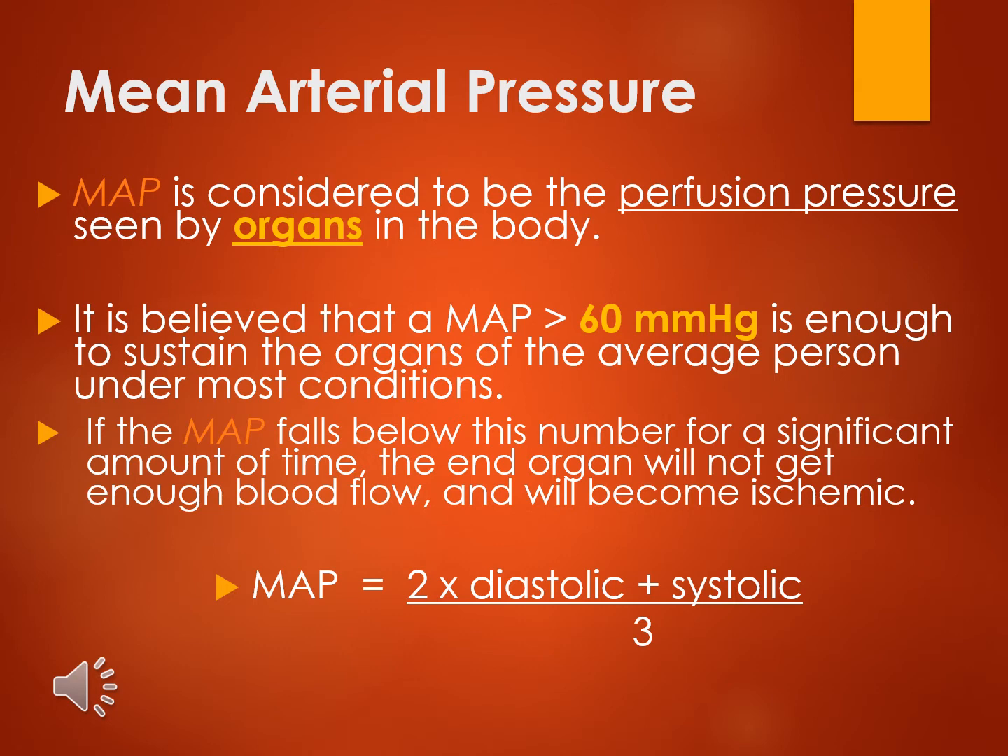If we had a blood pressure of 85 over 40, you're going to take 40 times 2, which is 80. 80 plus 85 is 165, and then you're going to divide that by 3, and you're going to get a mean arterial pressure of 55. So you can see our second reading had a mean arterial pressure of less than adequate, so that patient is going to be at high risk for tissue ischemia.